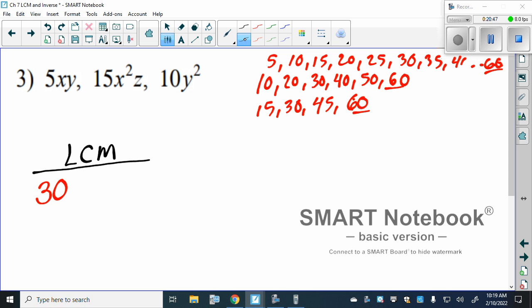Well, let's go in alphabetical order. So the first variable that we have is x. So we have x in the first one, x squared in the second, and well, we don't have any in the third. So how many do we need? Squared. We need 2 of them. We need x squared.